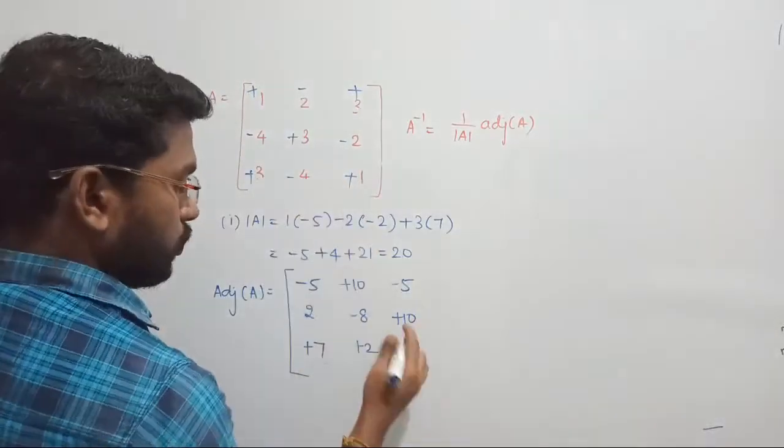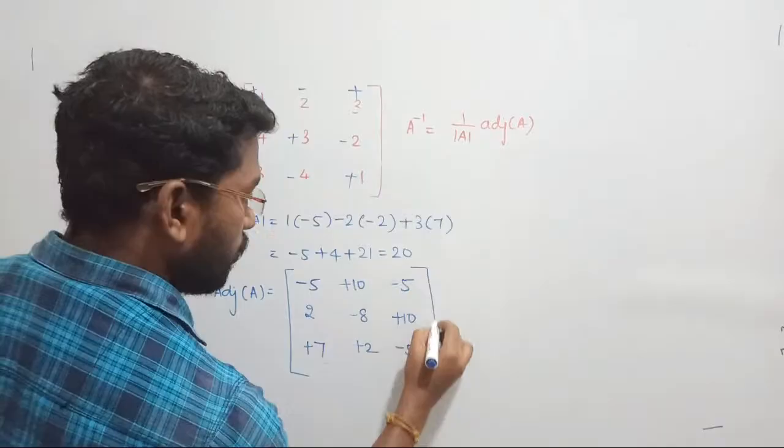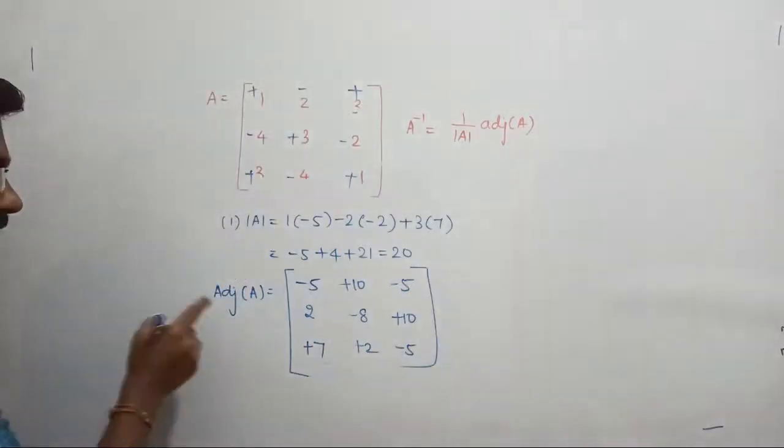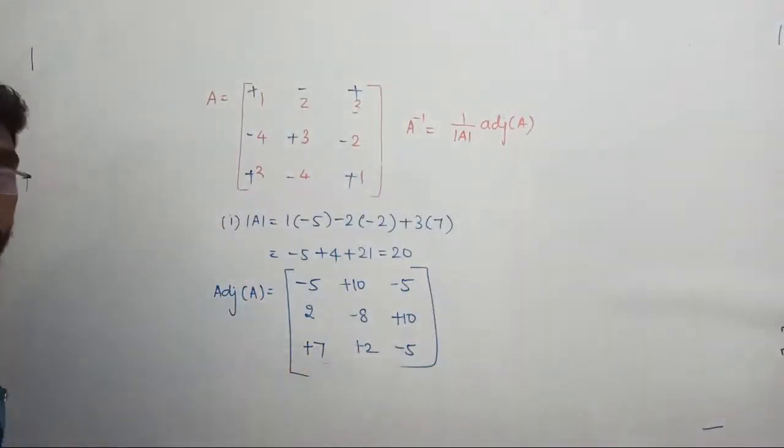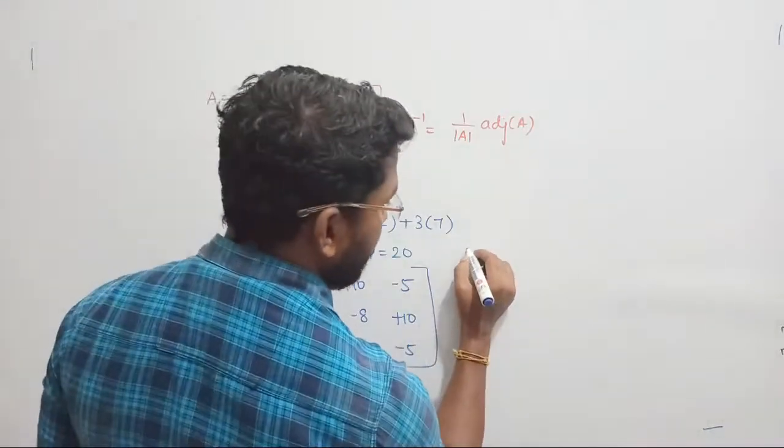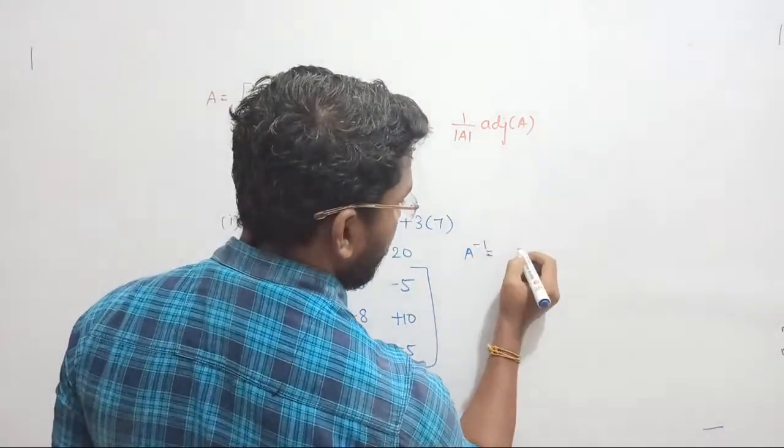And here we have plus only, such that it is going to be minus 5. It is over, that's all. That is how we are performing adjoint of A. Once you find the value of adjoint of A, then you can write the answer for A inverse. So the value of A inverse is going to be what?